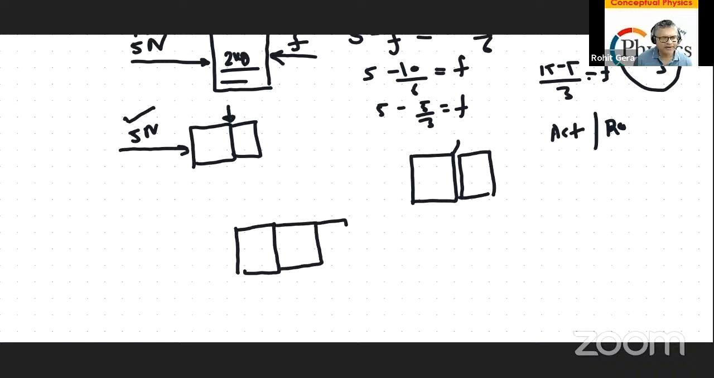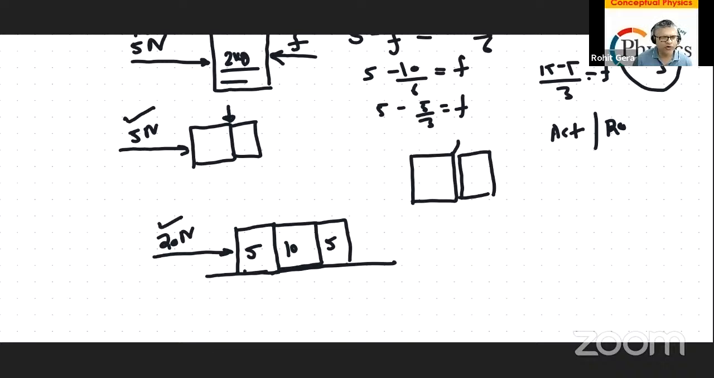So I have 3 blocks now. And I apply a force of 20 Newton here. This is 5 kg, 5 kg, 5 kg. Now this is 20 Newton.